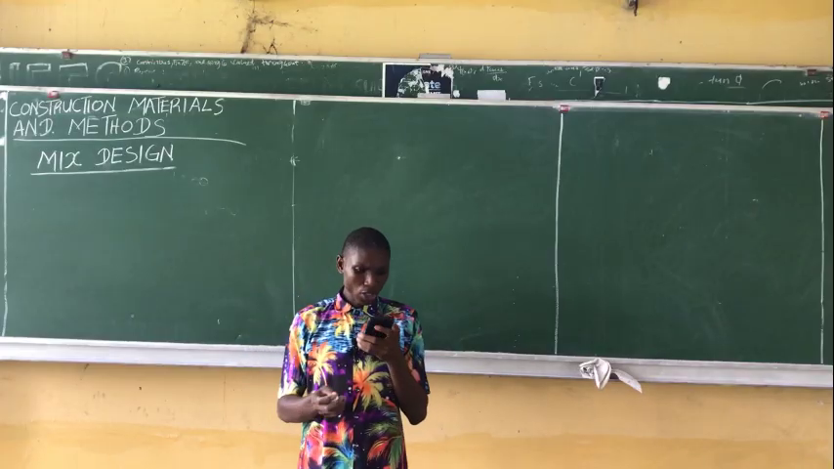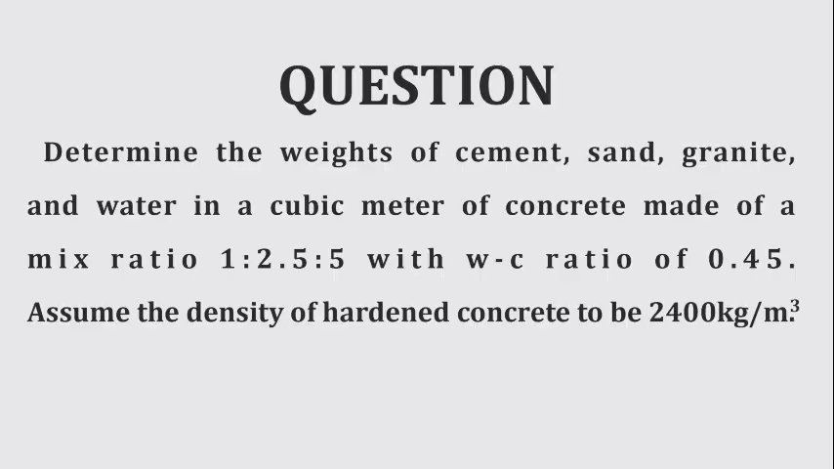So the question says, determine the weight of cement, sand, granite, and water in a cubic meter of concrete made of a mix ratio of 1:2.5:5 with water cement ratio of 0.45. Assume the density of hardened concrete to be 2,400 kilogram per meter cube.